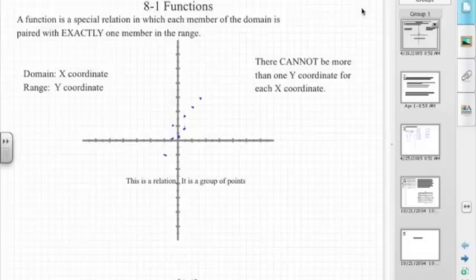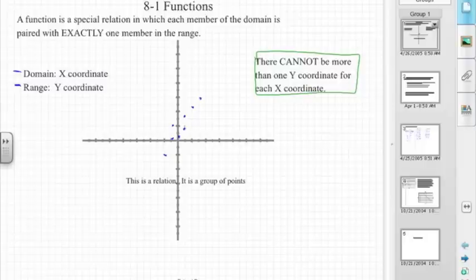8-1 functions. On this slide, I'm going to give you the technical definition of a function, and on the next slide, I'm going to break that definition down into more easily understandable parts. So, a function is a special relation in which each member of the domain is paired with exactly one member in the range. From chapter 2, we know that the domain are all of the x coordinates, and the range are all of the y coordinates. This definition of a function translates into there cannot be more than one y coordinate for each x coordinate. Technically, that's what a function is.